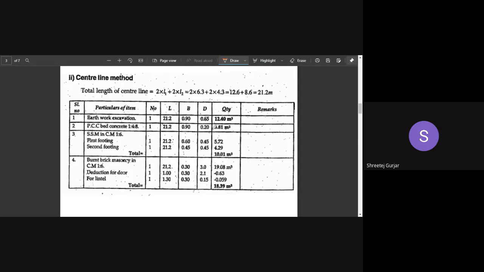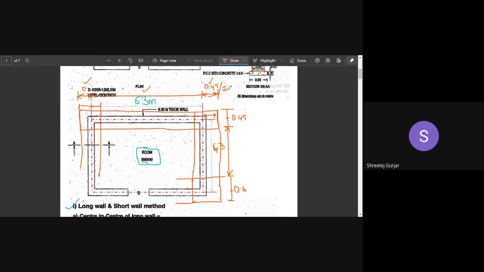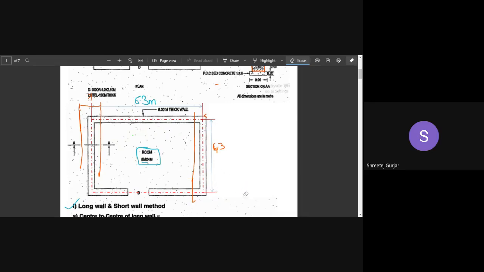So in center line, the first thing that you have to do is calculate your total center line length. Let me just rub out all these things. In the long wall short wall method, we only calculated the center line length of each individual long wall and short wall. But here you have to calculate the total center line length. The dotted red line you can see here, the total length of this line you have to calculate.